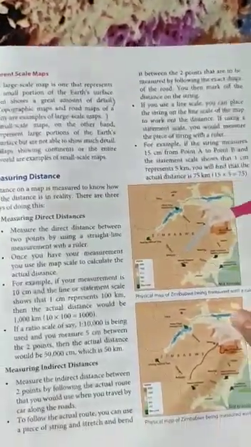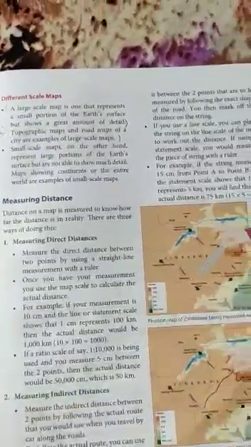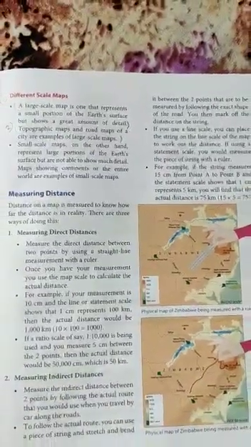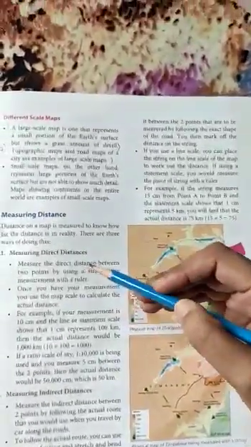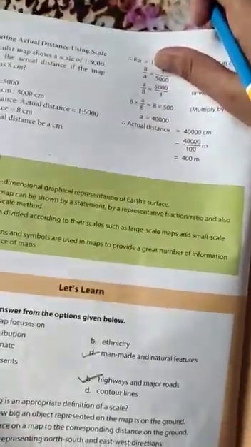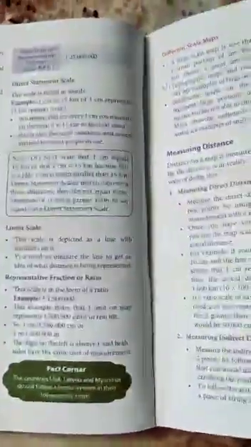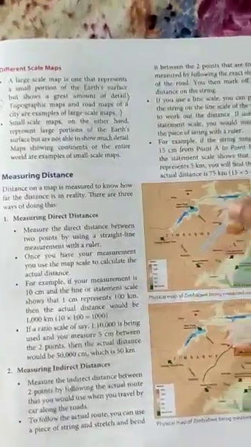So now we will study measuring distance. How is distance measured on the map? There are three ways of doing it. One is measuring direct distances, then measuring indirect distances, and the third one is calculating actual distance using a scale. So let's study the first one, measuring direct distances.